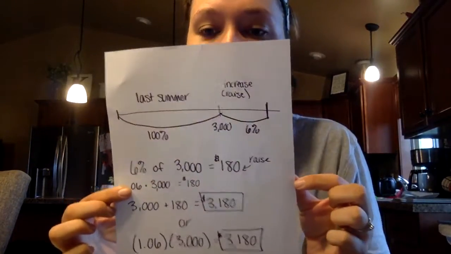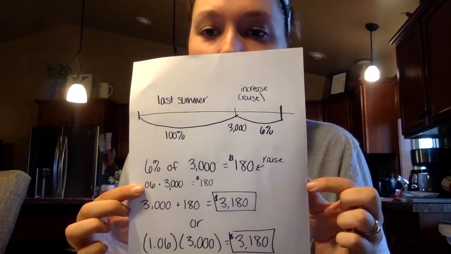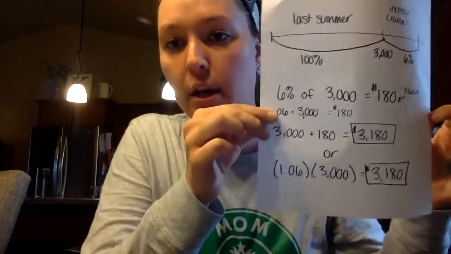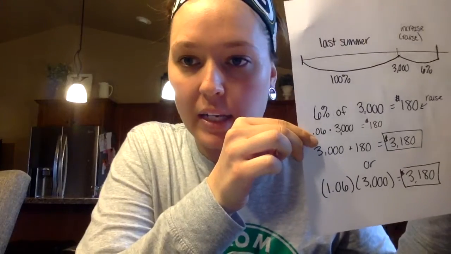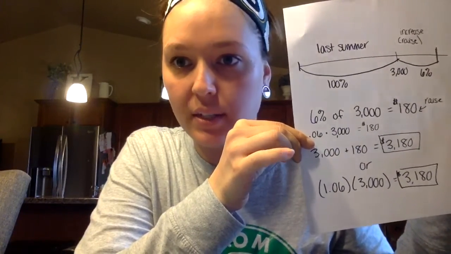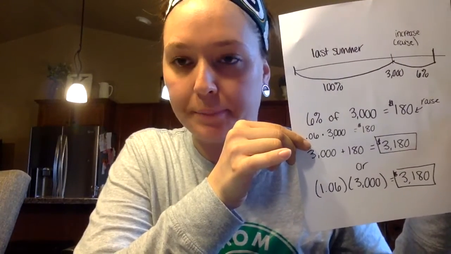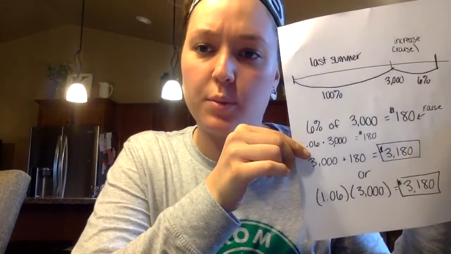So you have to add 3,000 plus her raise of $180, and you get her new salary, which is $3,180. Okay, that's one way to do it, by using the multiplier 0.06, and then you have to do that in 2 steps. You have to add that rate, the 180, to 3,000.